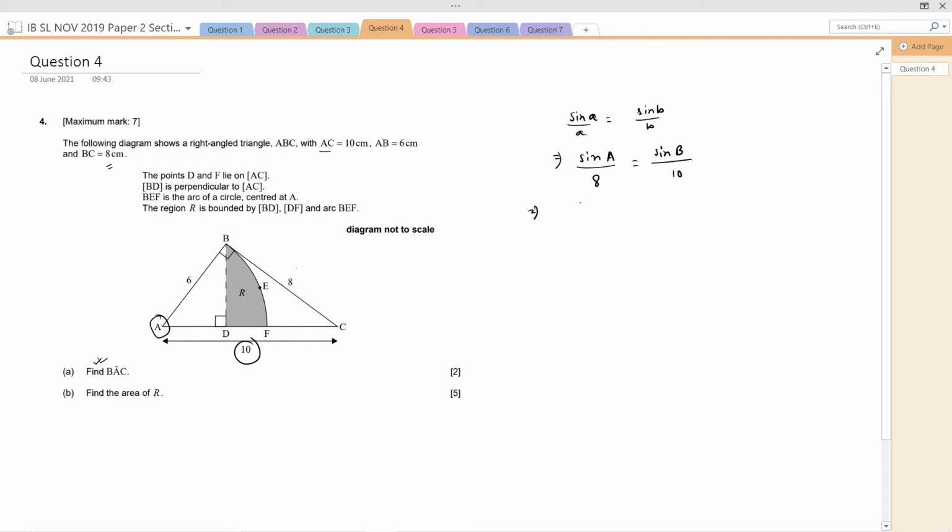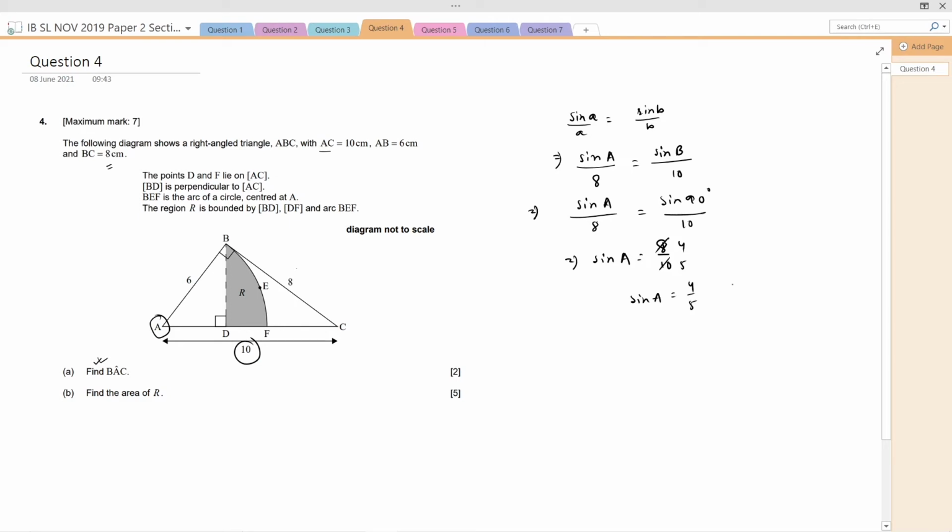So sine A divided by 8 equals sine B, which is basically sine 90 degrees, divided by 10. So sine A is equal to 8 by 10. If it is 8 by 10, we have 4 divided by 5. So sine A is equal to 4 by 5.